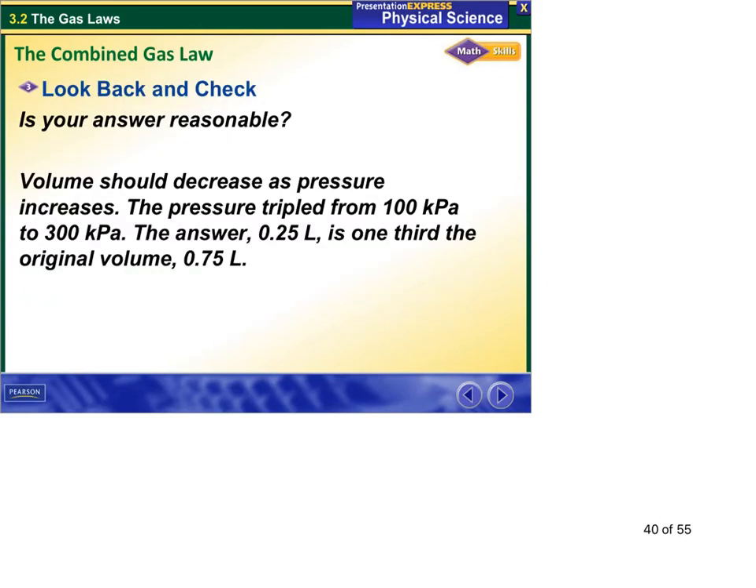And is it reasonable? Volume should decrease as pressure increases. The pressure tripled from 100 to 300, and the volume 0.25 is 1/3 of the original volume, so it makes sense.